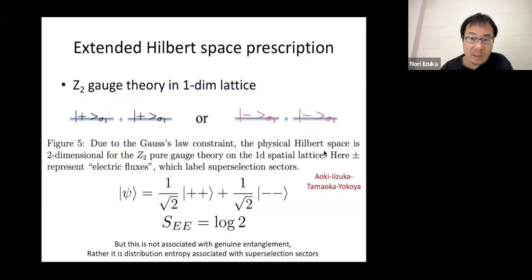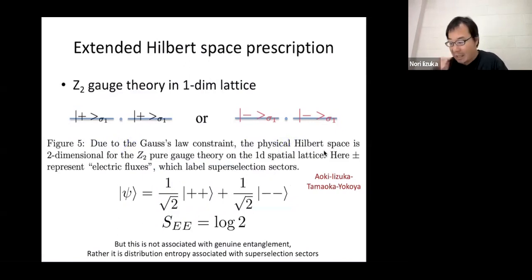But the claim is that this is not entanglement entropy in this system. Why? Physically, the system is plus-plus or minus-minus due to Gauss law. Now we have the superposition of the plus flux case or the minus flux case. This is the same as a superselection sector, plus flux here or minus flux here, which we just equally distributed. These two states are in different superselection sectors. Therefore, this cannot be interpreted as an entanglement entropy. It's simply a two-way superselection sector distribution.